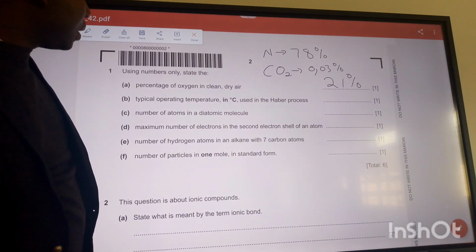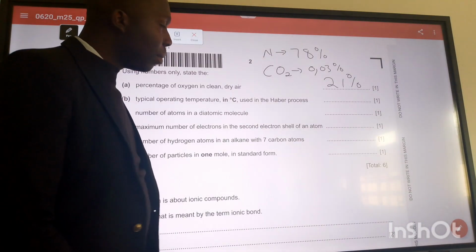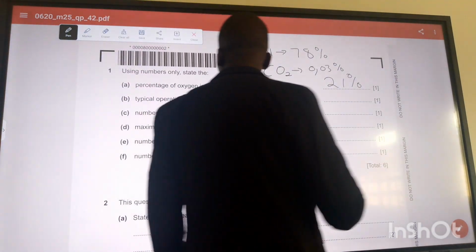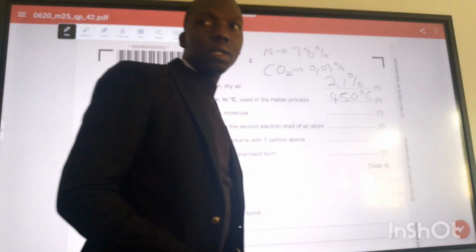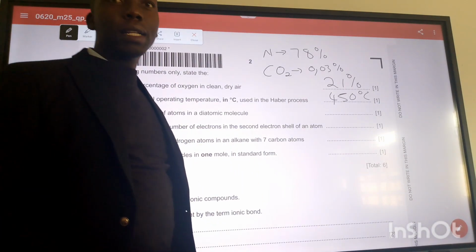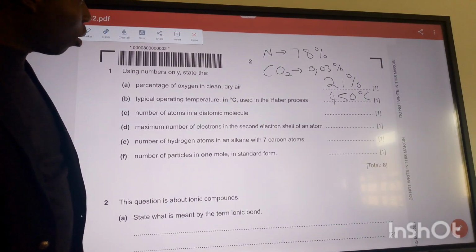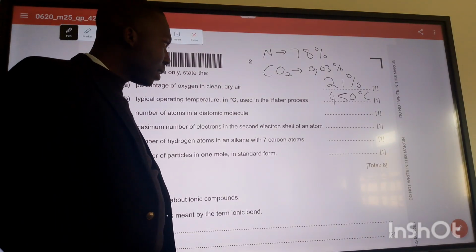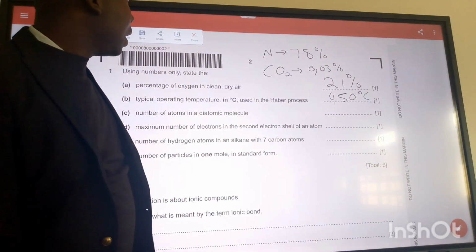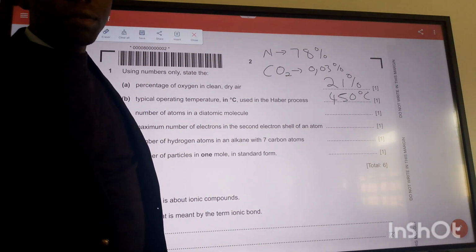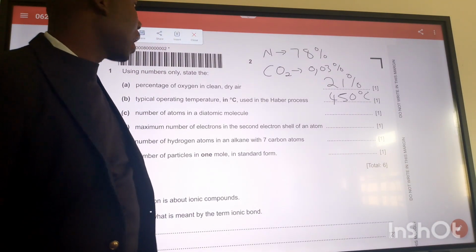Then the typical operating temperature in degrees Celsius used in the Haber process. So in the Haber process, the typical operating temperature is 450 degrees Celsius, which is the optimum temperature required. So the optimum conditions using the Haber process, we need a temperature of 450 degrees Celsius, and we need a catalyst of iron and 200 atmospheres of pressure.